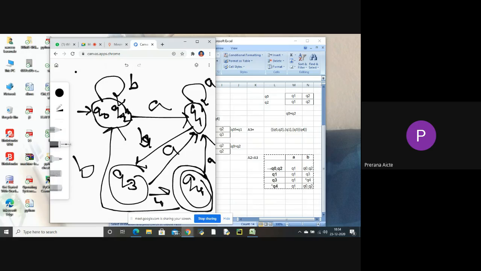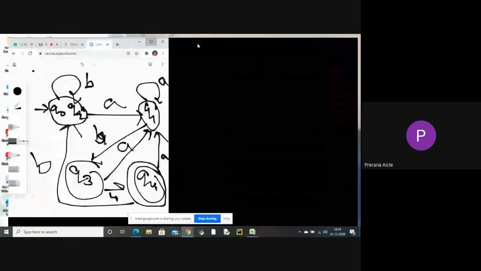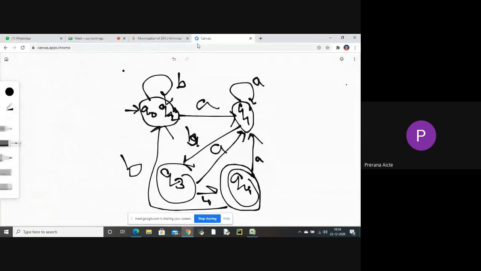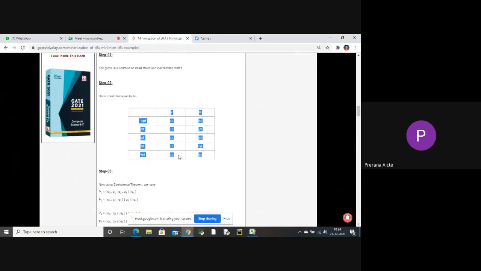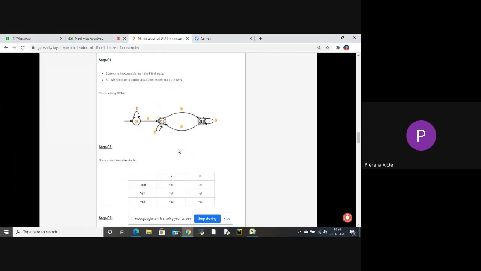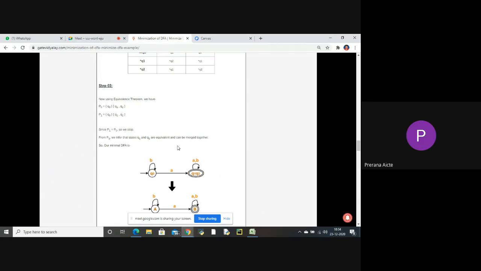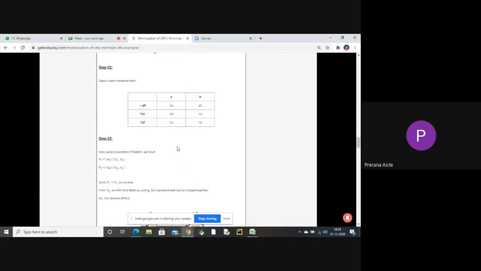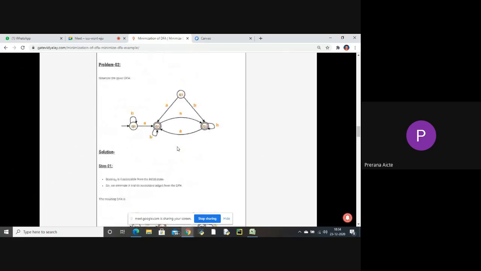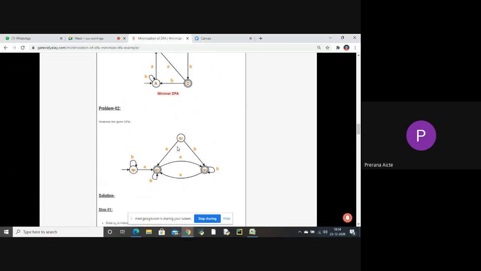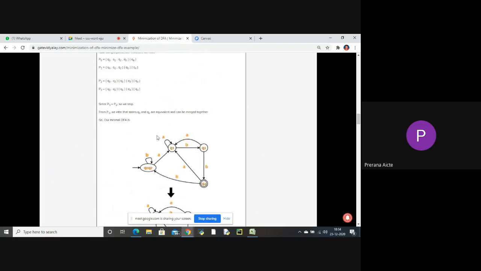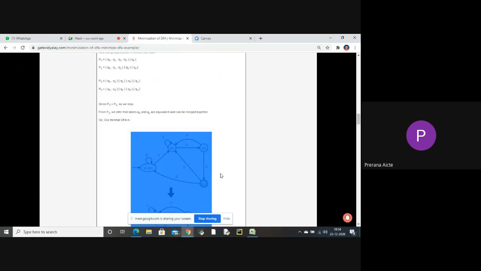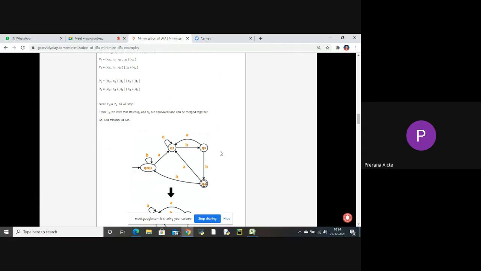So this is the minimized finite automata for the given problem. It is the answer for the given question.